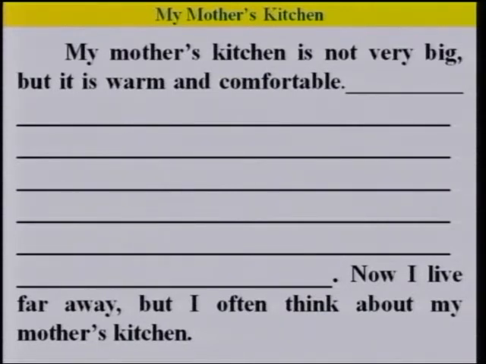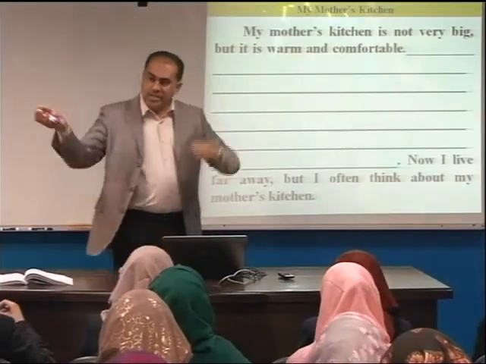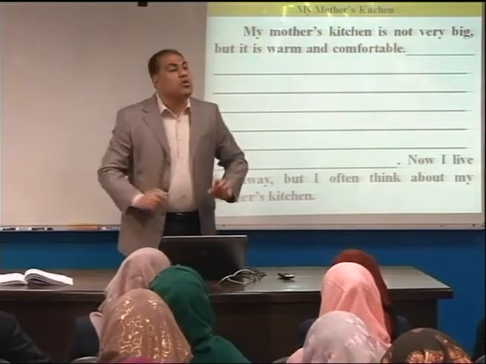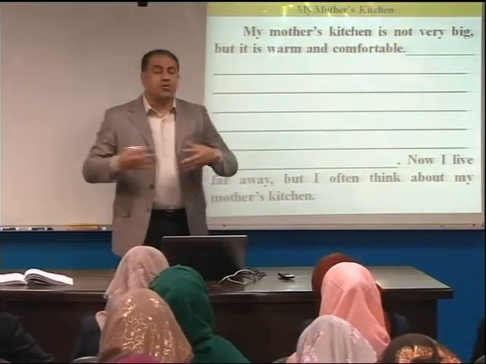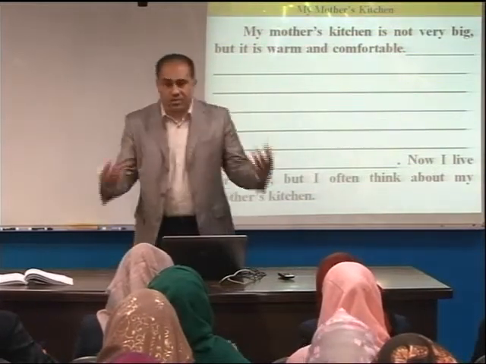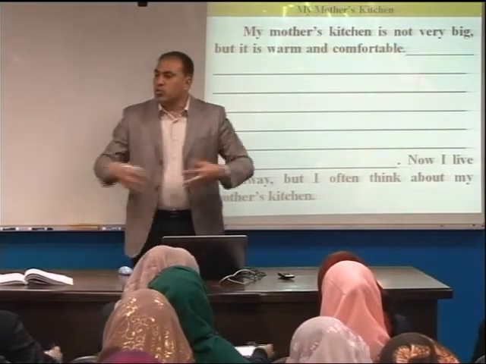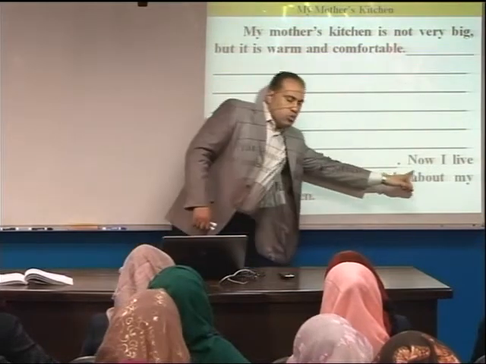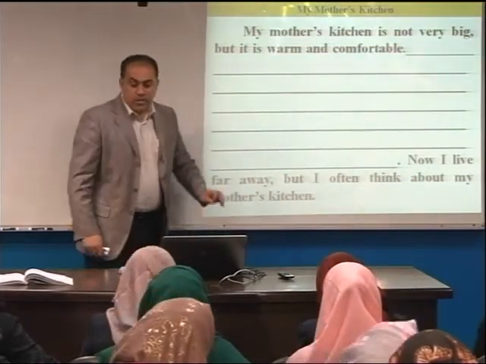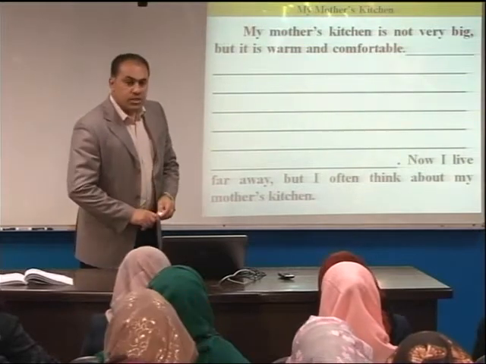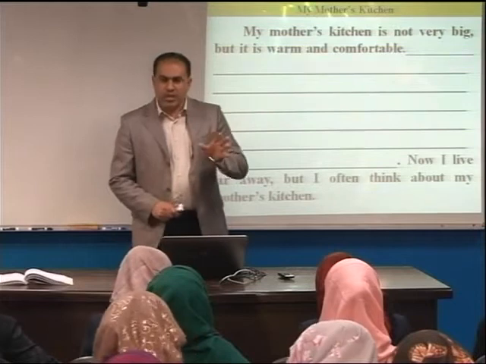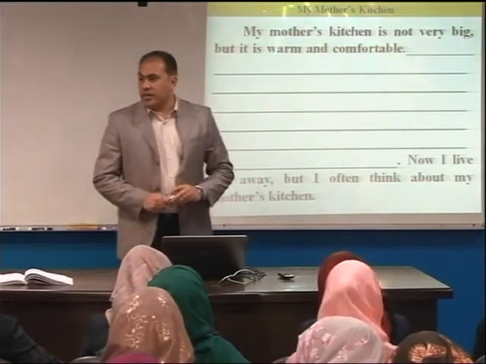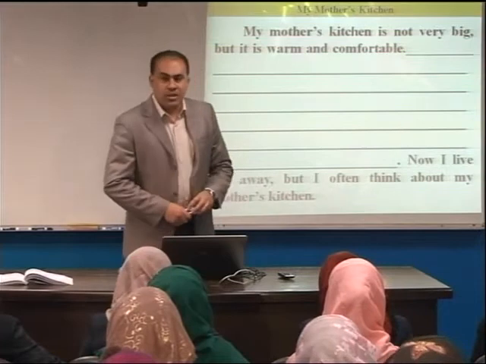What is it like? Okay. What are the different things in this kitchen? All right. You can start describing from the front to the back, right to the left, top to bottom, and whatever organization you think is suitable. Talk about the different things that you can see. Talk about the activity of your mother or your family in this kitchen and so on. Now the conclusion is, now I live far away, but I often think about my mother's kitchen. All right. So let's spend like 5 minutes trying to complete this paragraph, talking about my mother's kitchen.